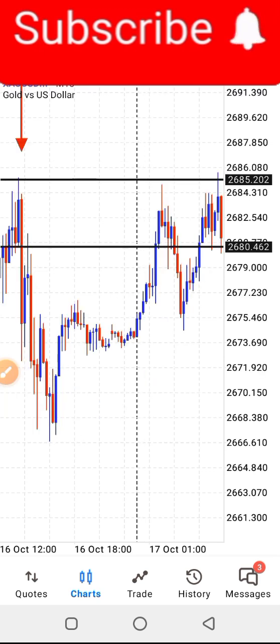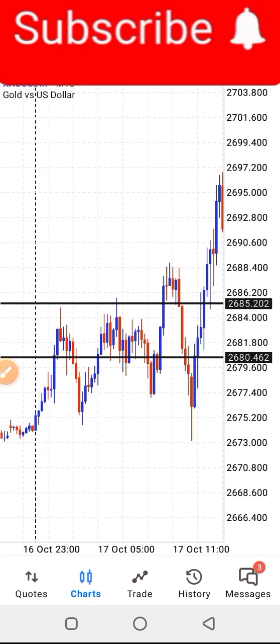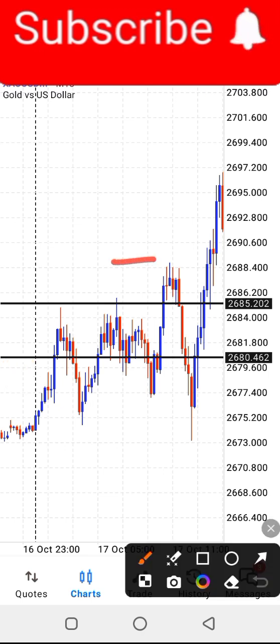It's more like you are using a breaker block, but there are some extra additions that I have done to make it more effective. So you can see price came back there. All we need right now is some form of break of structure, and that break of structure has to be above the level, please. It has to be above the level. That's where your break of structure has to happen.